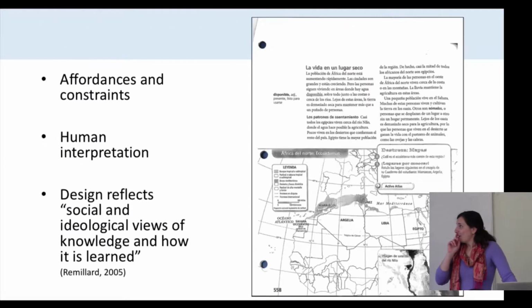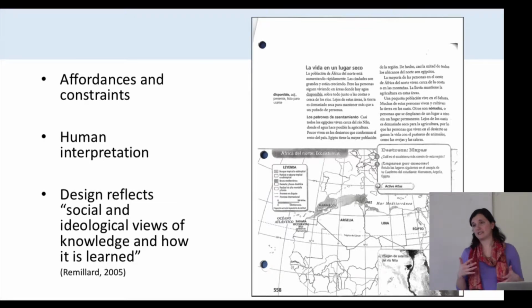So there are three other key points about these materials themselves. As I already mentioned, materials can offer affordances or constraints that will then mediate the human interaction with the material, right? It's also important to keep in mind that the human interpretation is a key component of this. The material itself is an inert object. It doesn't mean anything if it's locked away in a closet. It means something once the human comes in and interprets and interacts with it.